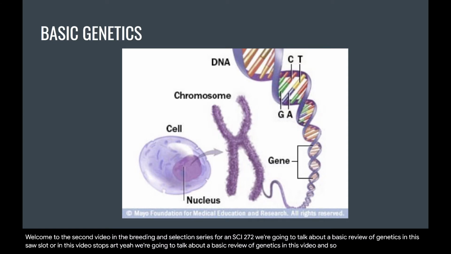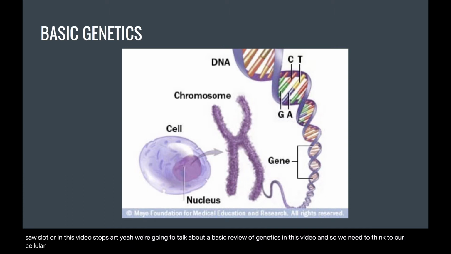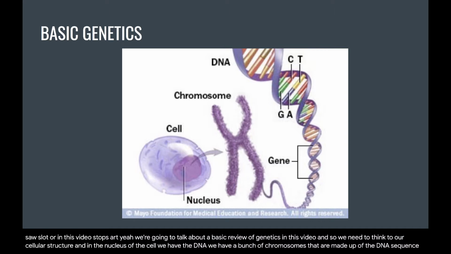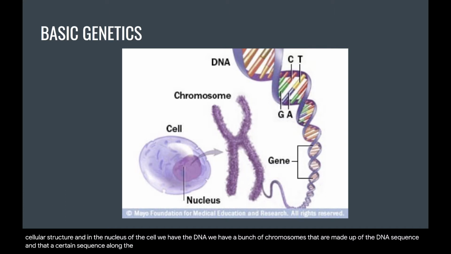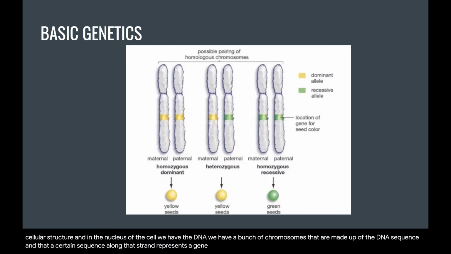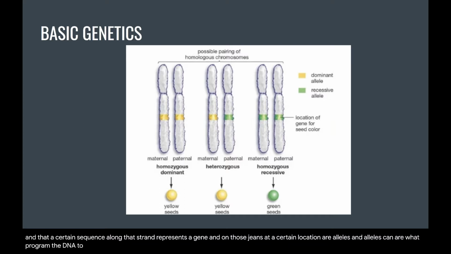And so we need to think to our cellular structure, and in the nucleus of the cell we have the DNA. We have a bunch of chromosomes that are made up of the DNA sequence, and a certain sequence along that strand represents a gene. And on those genes at a certain location are alleles. And alleles are what program the DNA to recognize a trait or not.